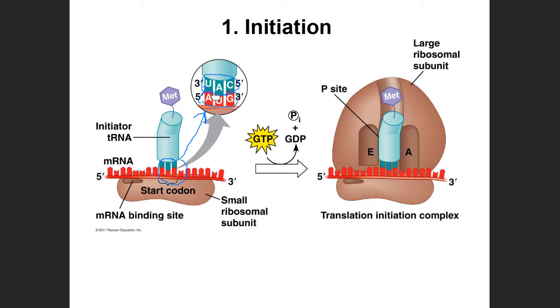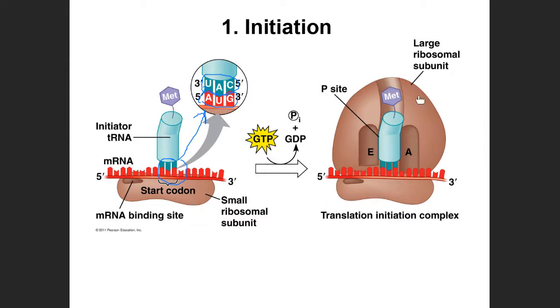What do we mean by that? They can base pair together. But you have to keep in mind in RNA, we don't have the base thymine, we have the base uracil. So for RNA, it's U, not T. U base pairs with A, A base pairs with U, C base pairs with G. That's what ensures the correct tRNA has entered carrying the correct amino acid.